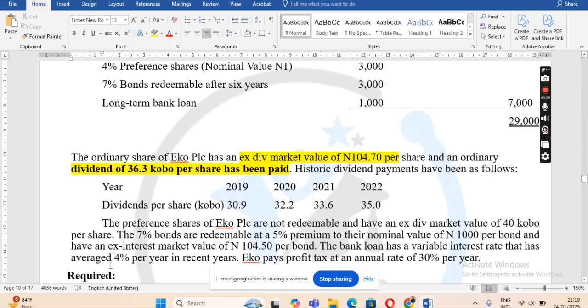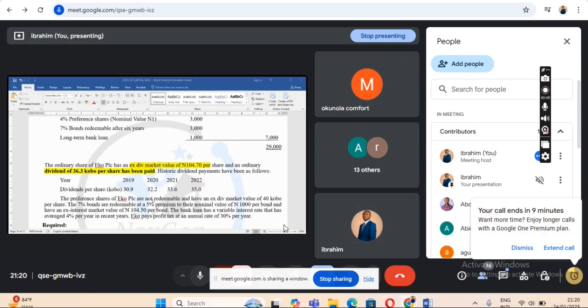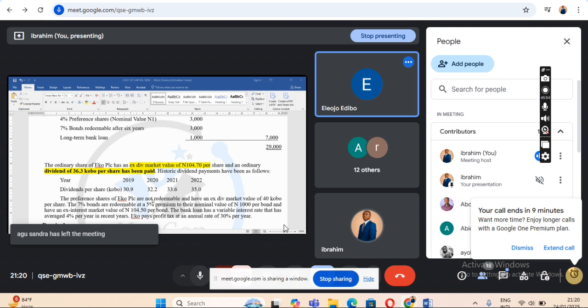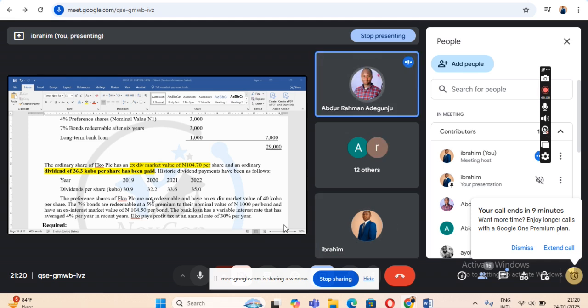Class, now you give me the current dividend. 36 naira 3 kobo. What is the earliest dividend? 30.9. The earliest dividend should be the one in 2022. What is the earliest dividend? 2022. Earliest, 2022. Okay, noted. The earliest dividend will be 30.9 in 2019.